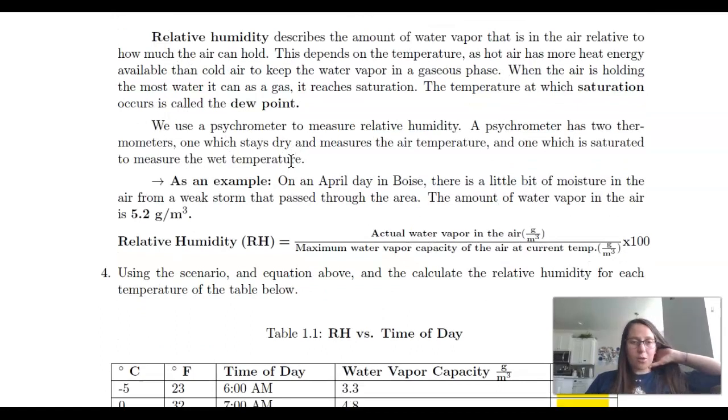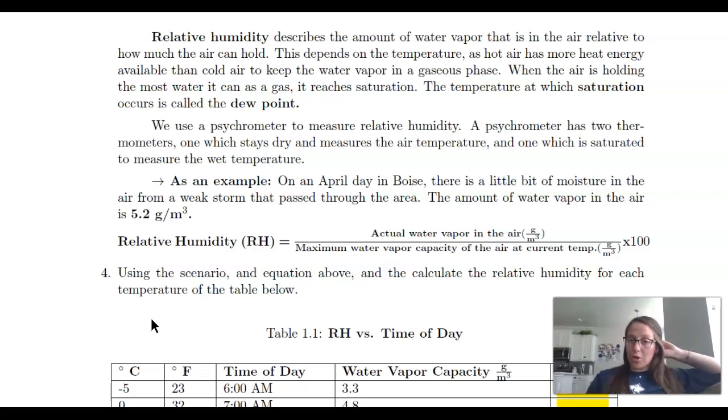Okay, so now comes the trickier part of part 1. So relative humidity describes the amount of water vapor that is in the air relative to how much the air can hold. This depends on the temperature, as hot air has more heat energy available than cold air to keep the water vapor in a gaseous phase. When the air is holding the most water it can, as a gas, it reaches saturation.